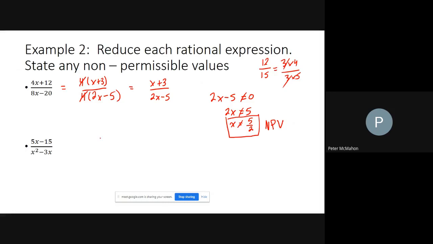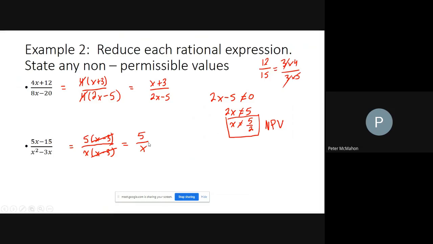Similar for the next one: 5x minus 15 over x squared minus 3x. The strategy for this question is to factor everything and then cancel out common factors. The top factors as 5 times x minus 3, a common factor of 5. In the bottom, we have a common factor of x. So in this case, the x minus 3 is going to cancel out, and we're left with 5 over x.